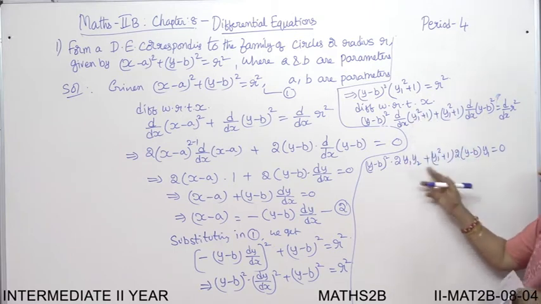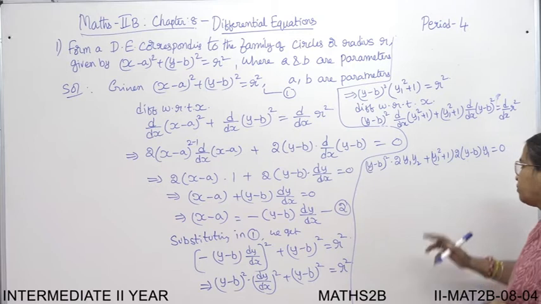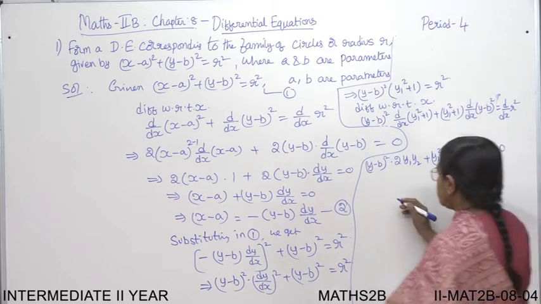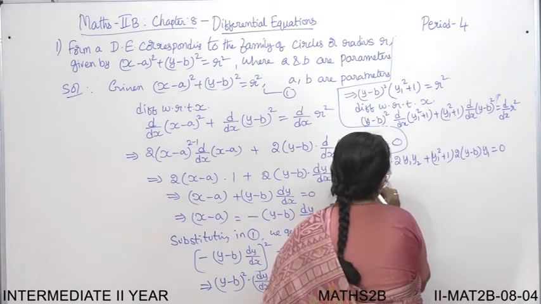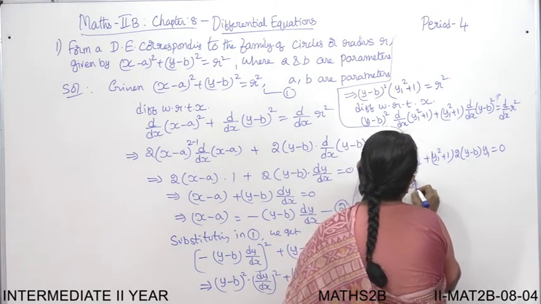I discussed all this in the first period. Now in the same way here, 2 into the derivative of (y minus b) whole square, here we did in the same way. Now from these two, all this you can take 2 into (y minus b) into y1 common.